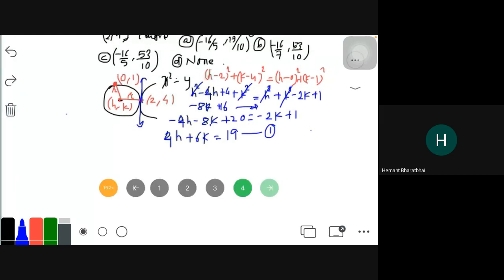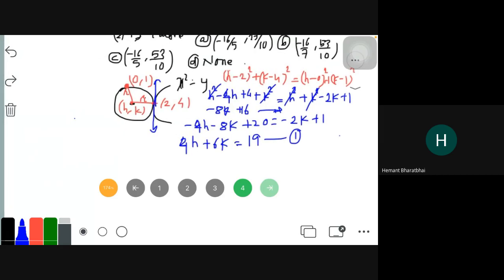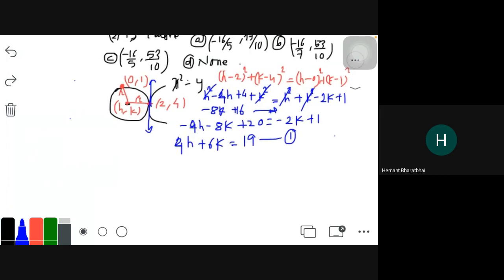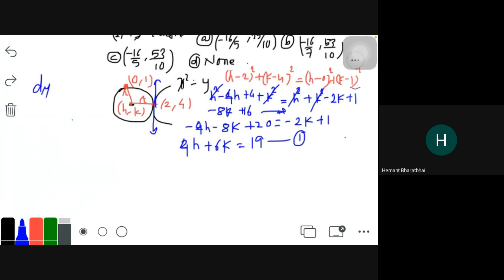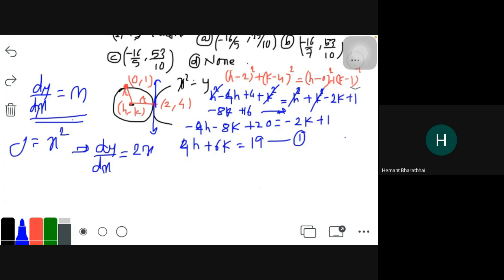I don't know the equation of the circle, but I know the equation of the other curve, which is x square is equal to y. So by the derivative method, dy by dx is nothing but the slope. I have been given y is equal to x square. If I take the derivative of this, I will get dy by dx is equal to 2x. Now the point of contact is given, and it is 2 comma 4. So from here I'll get dy by dx, which is nothing but m, which is 2 into 2, which is 4, because my x coordinate is 2.